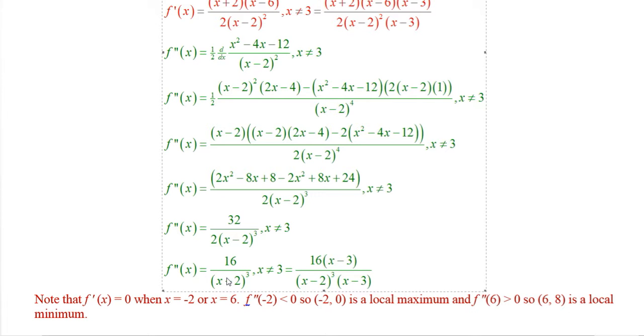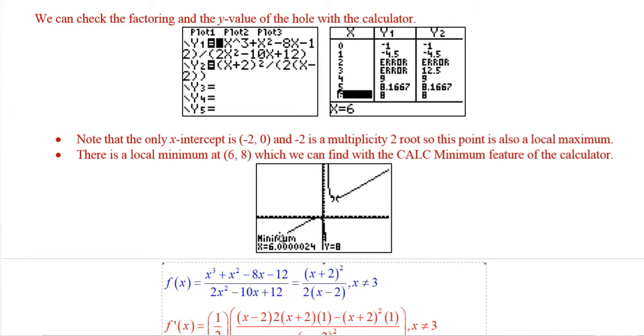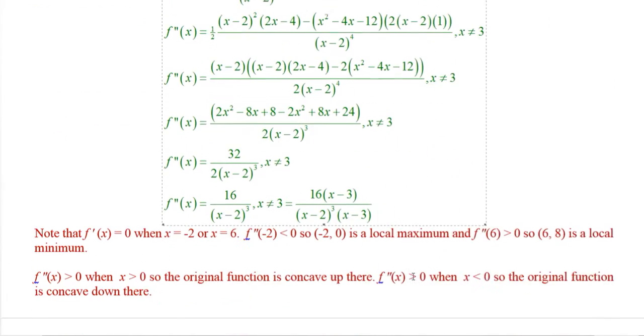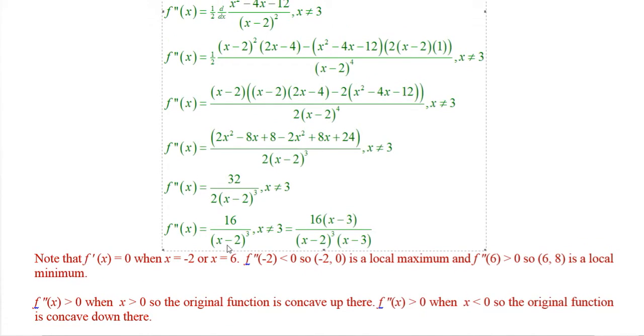So to the left of 2, the original graph is concave down, which you can see from the picture here. To the left of this vertical asymptote, which is at x equals 2, the original graph is all concave down. And to the right of that, the original graph is all concave up. And of course we see that because if x is bigger than 2, x minus 2 is positive, cubed is positive, positive divided by positive is positive.